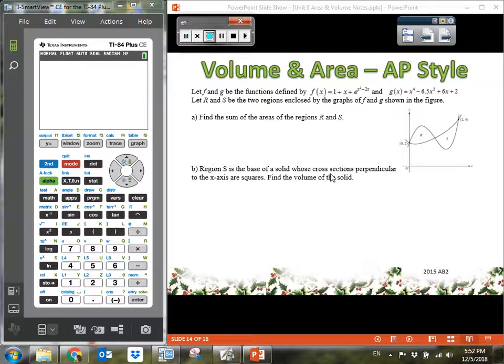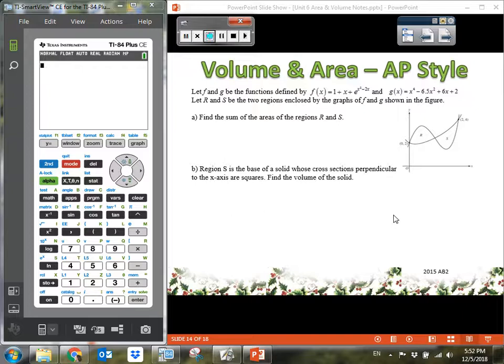It says let f and g be the functions defined by, and it gives us what f is and what g is. And let R and S be the two regions enclosed by the graph of f and g shown. So here's our region right here. Find the sum of the areas of the regions R and S.